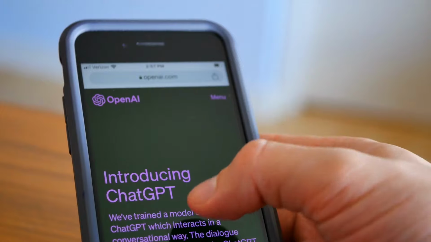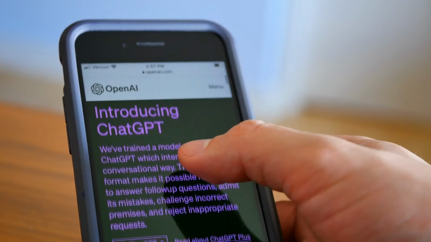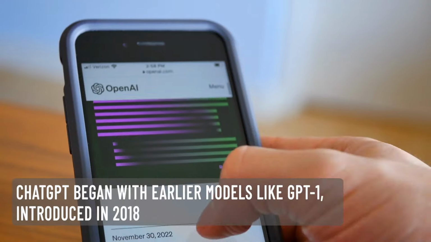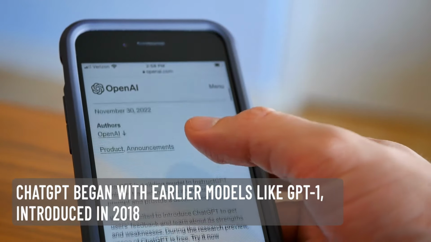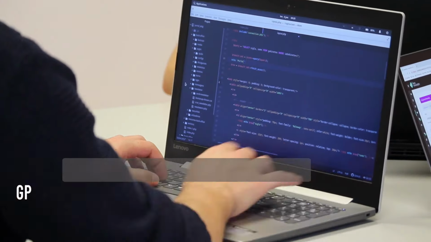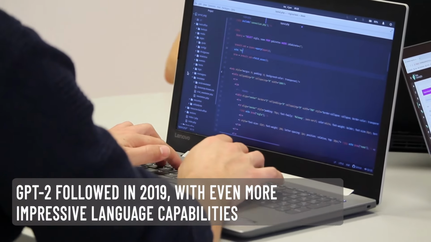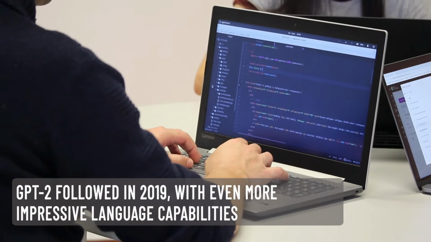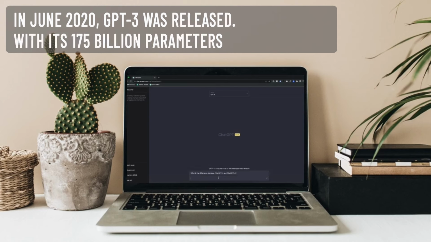The development of ChatGPT began with earlier models like GPT-1, introduced in 2018. This was a groundbreaking moment, as it showed how powerful language models could be in generating human-like text. GPT-2 followed in 2019, with even more impressive language capabilities, though it wasn't fully released at first due to concerns about misuse. Then, in June 2020, GPT-3 was released.